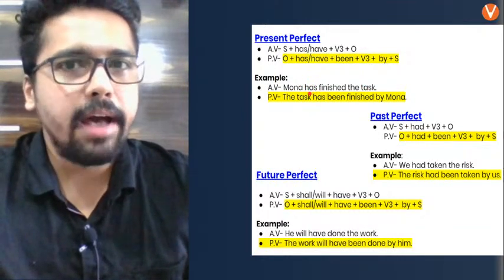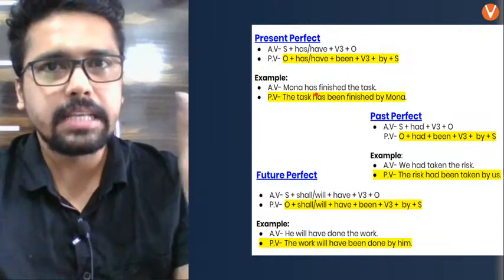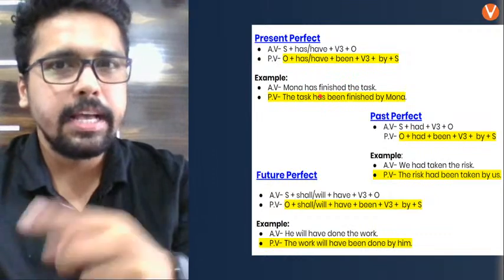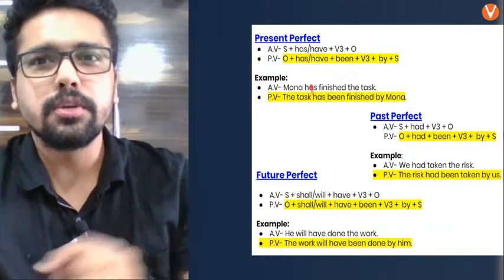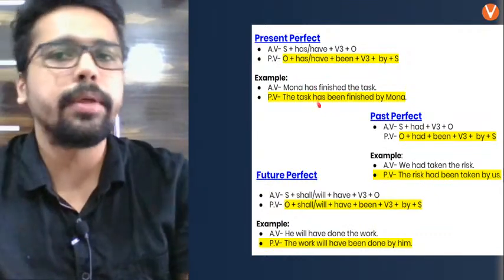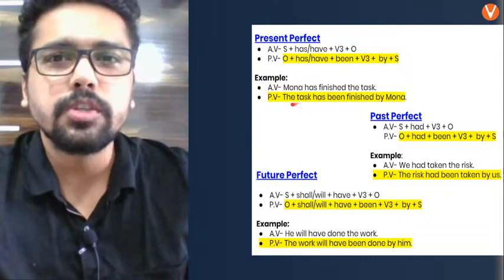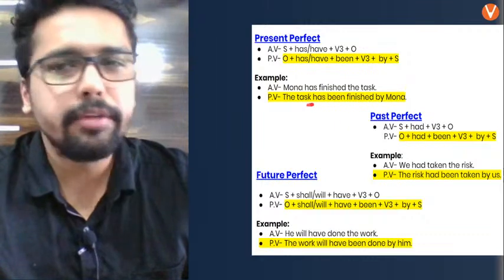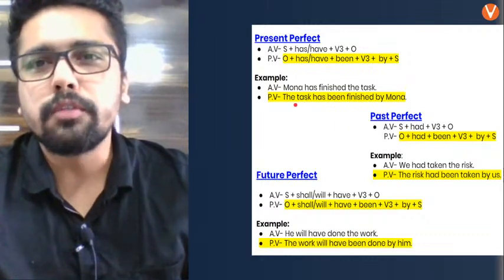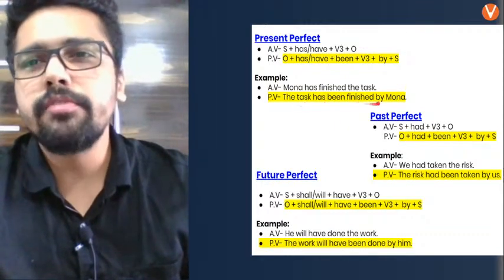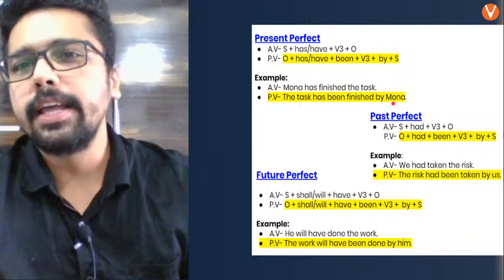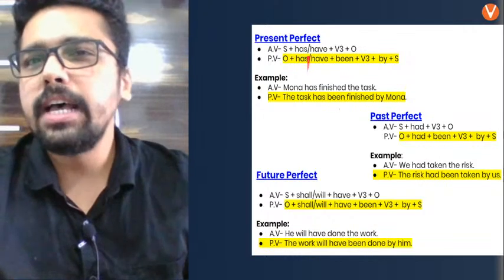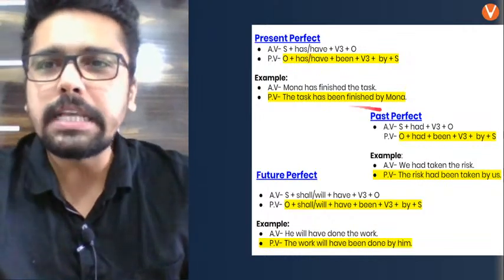Now, if it is have or has, you clearly know. In the active voice, you either have have or has. That means the present perfect tense. So that have or has will change to have been or has been, depending on the sentence. Over here, we're talking about only one task. So of course we are saying the task has been finished by Mona. Because there's only one task, it is singular. So the task has been. Have, has in active, have been, has been in passive.